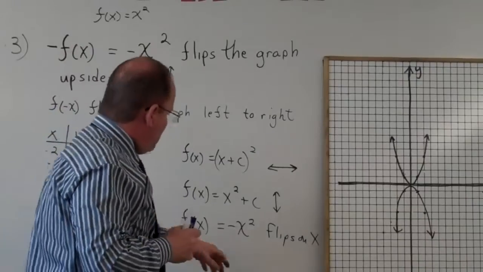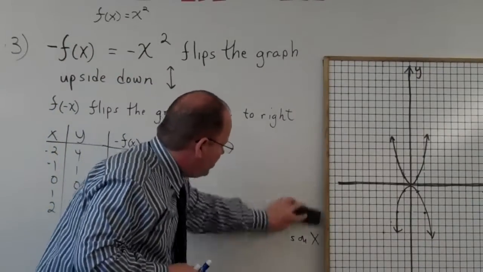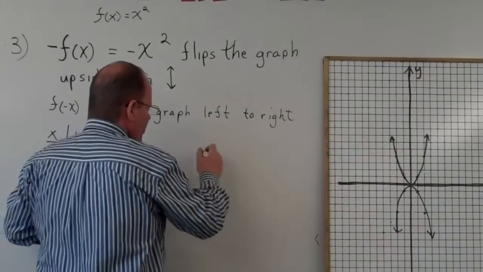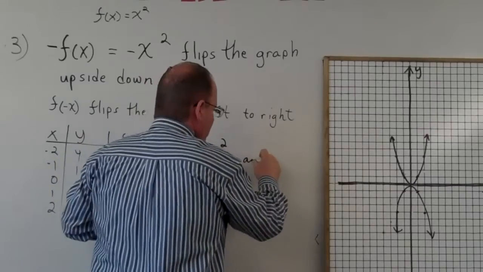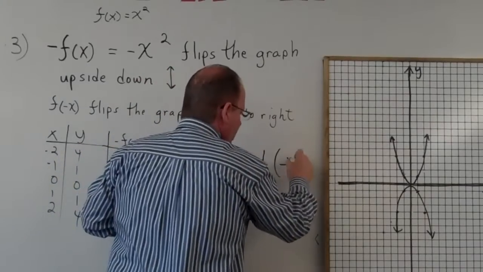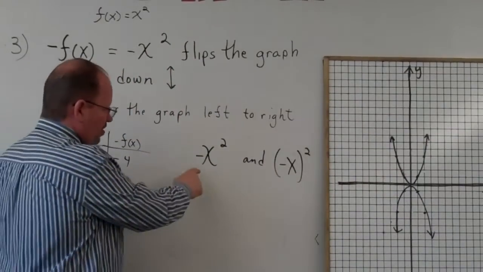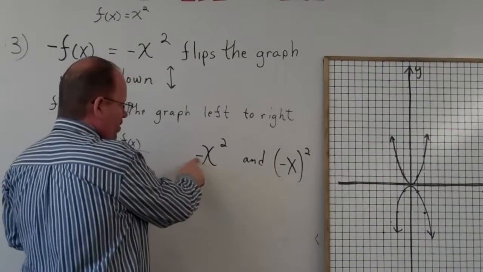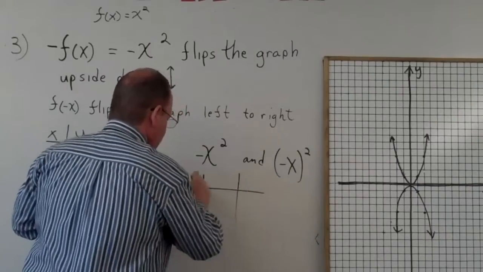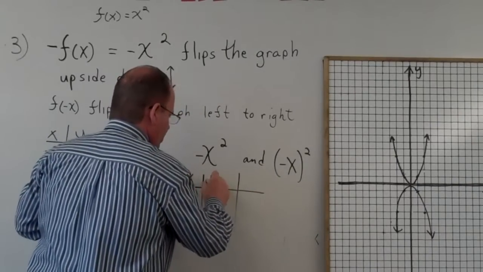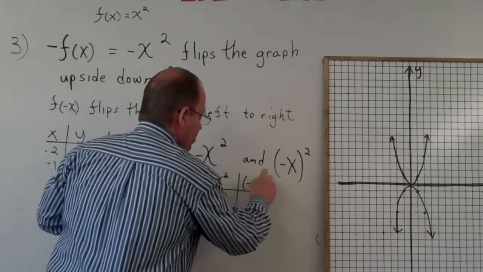So probably the biggest challenge right now is to say, what's the difference between negative x squared and negative x, quantity, squared? Well, the difference is this. Here, you're not squaring the negative sign. Let's put in some values. Here, this is going to be negative x squared, and here negative x, quantity, squared.